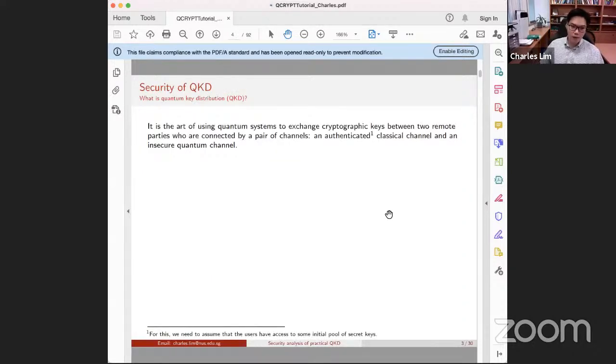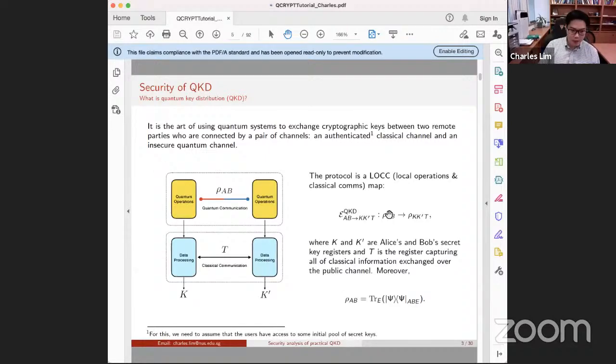In brief, it's a method to exchange cryptographic keys between two remote sites, which are connected by a pair of channels: an authenticated classical channel and also an insecure quantum channel. So at a very high level, this is what you can imagine. You have some pre-shared entangled, or maybe just bipartite state for the moment, ρ_AB, right?